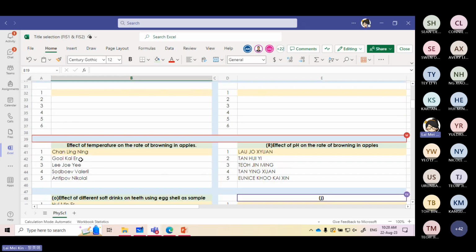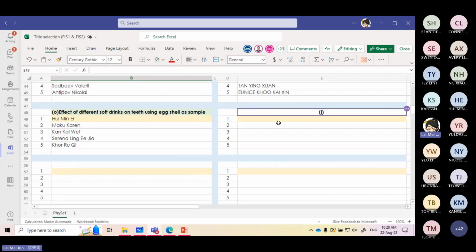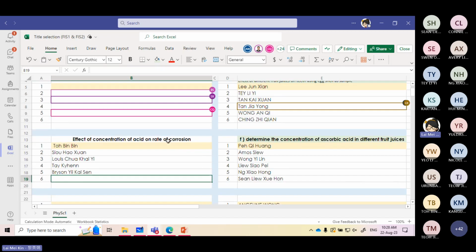Teacher, I have 5 members, but all the 5 member slots have been taken. No choice. You have to go to the 6 member slot. Teacher, I have 6 members, but all the 6 member slots have been taken. No choice. You have to remove 1 member. So first come, first serve. Quickly put in your name.